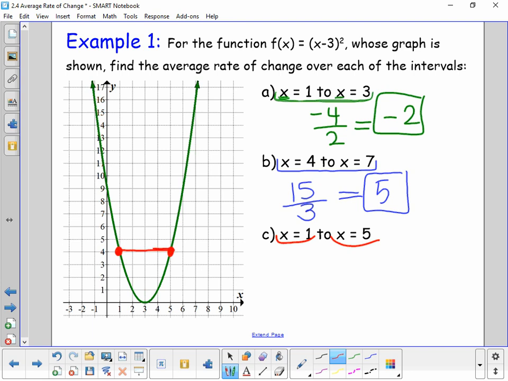So if we think about the line that would connect those 2 points, if we average it out, the slope of this line is it's going up 0 and it's going over 4. And that simplifies to 0. So maybe you're thinking to yourself, that's kind of weird. It goes down and then up, but the average rate of change is 0. Well, it sort of ended up at the same height that it started. So even though it went down a little, it went up an equal amount. So it averages out to be an average rate of change of 0.